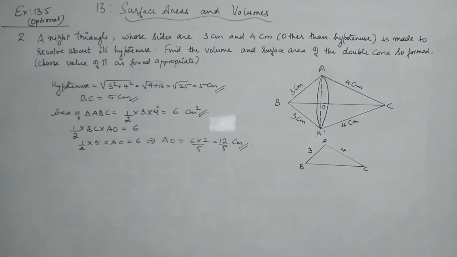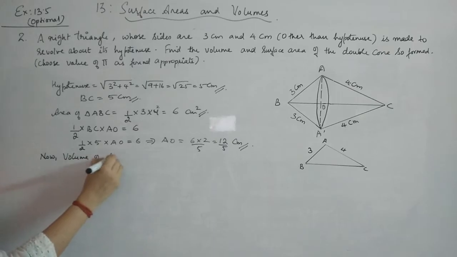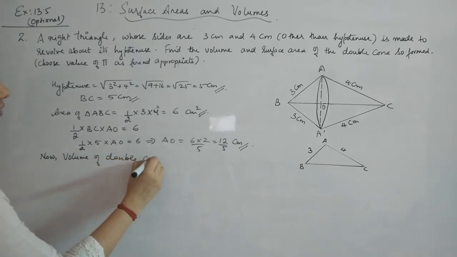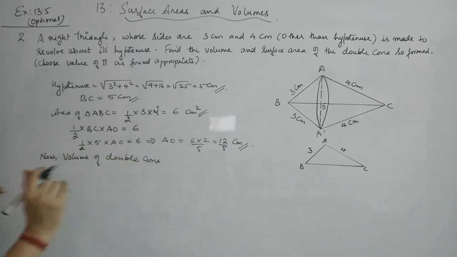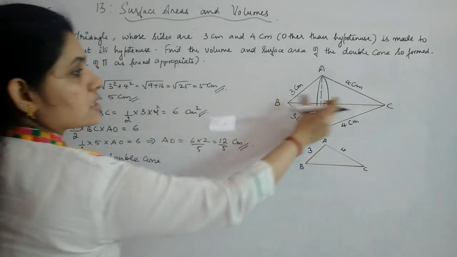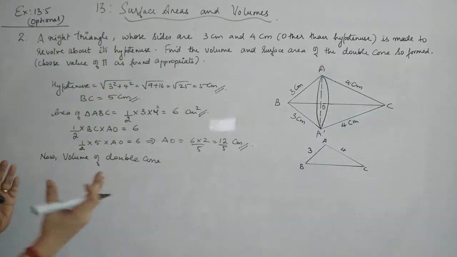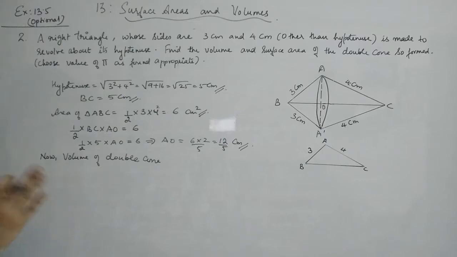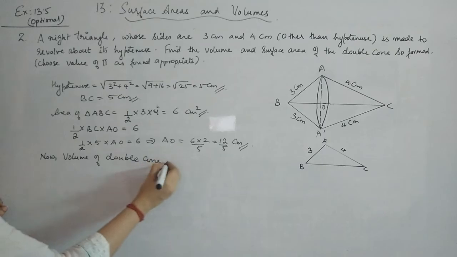Now what we will find out is the volume of the double cone. Remember that we have not got separately what this and this are, so we will just combine them. If I am getting BO plus OC, I can replace it with the BC value. That is our intention.